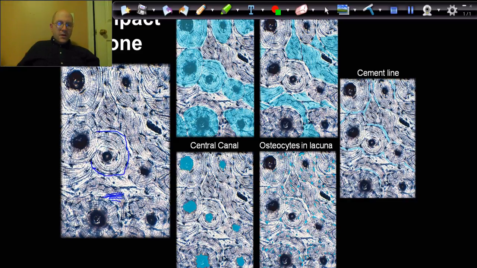These rings of bone between here and here, and then here and here, and here and here, each one of those is one lamella. It's like the word laminated. It means layers. So a lamella is just a layer of bone matrix that has been put down around a central canal.